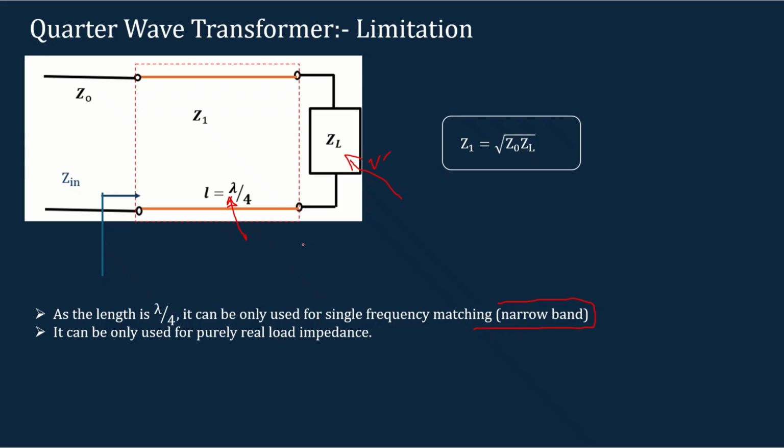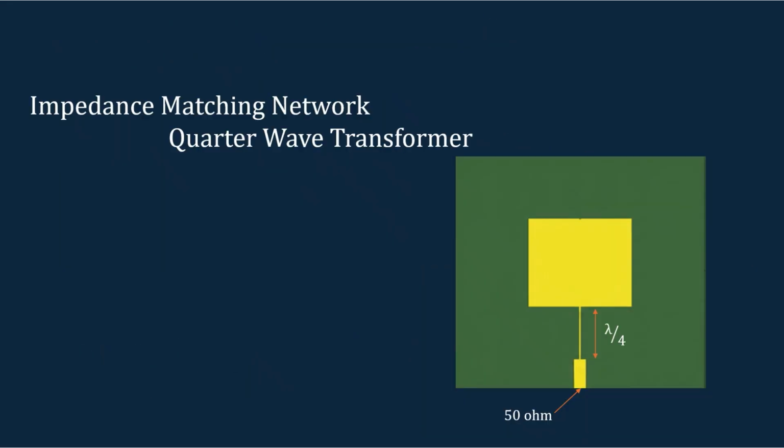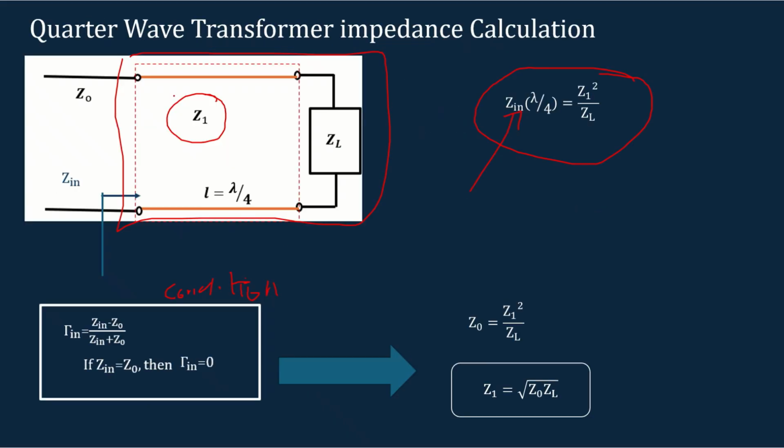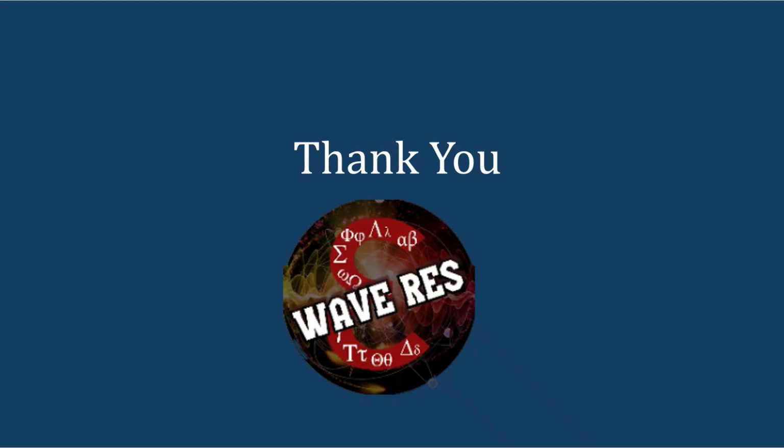In our upcoming videos, let's see how we can use the quarter wave transformer for impedance matching of the patch antenna, and how we can identify the impedance Z1 using the Smith chart. I hope you get some idea about the quarter wave transformer.